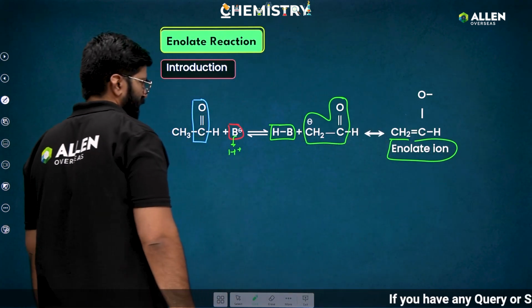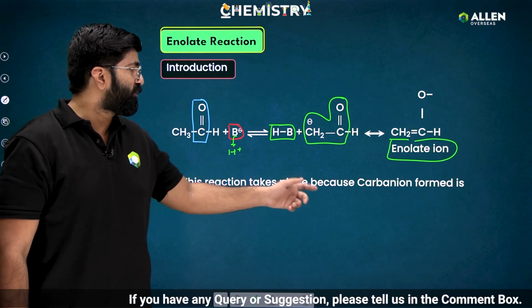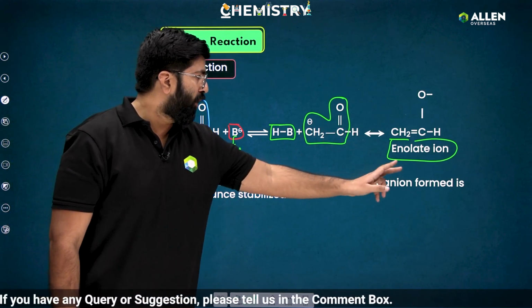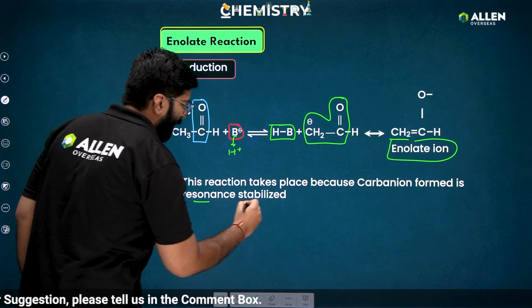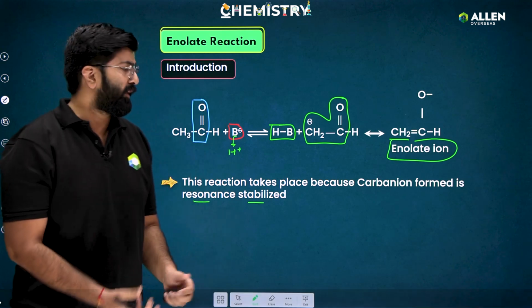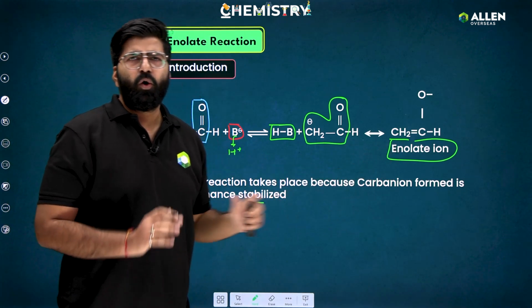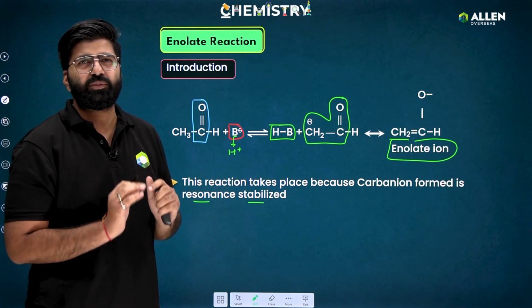Can you see? There is resonance stabilization. And that's why a statement is also written: this reaction takes place because the carbanion formed is resonance stabilized. Because an enolate ion is formed, which is resonance stabilized, that's why this carbanion is formed. Once we know this, now the reaction is very easy.